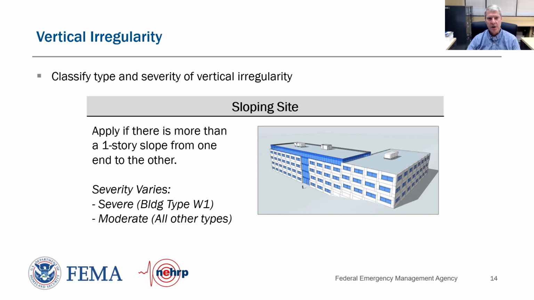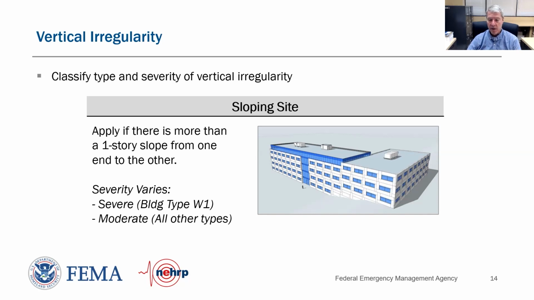So back to our first vertical irregularity, and it's a sloping site. We're looking here at an illustration of a multi-story building that transitions down a slope. We've got our grade elevation on the high side 2 stories above the step down of the building to the lower portion of the site. And so we have a sloping site. The criteria is, if we have a slope greater than 1 story from one side of the building to the other, then we've got a vertical irregularity, sloping site. And so we have to account for that.